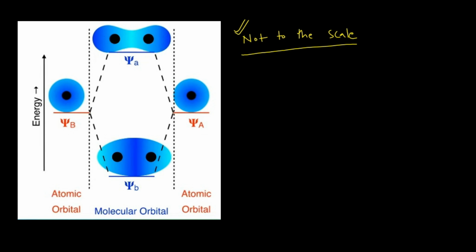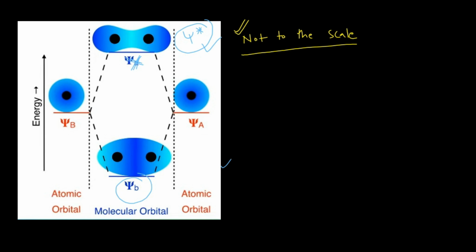anti-bonding molecular orbital. For the anti-bonding molecular orbital, it is very important to write psi star. So this is psi B, this is psi star. I cannot write psi A for this one because this is the anti-bonding. So this is the linear combination of the atomic orbitals.